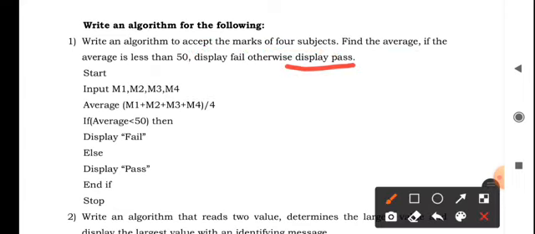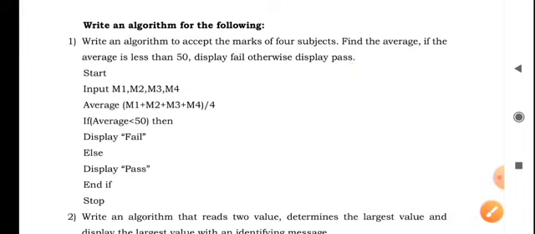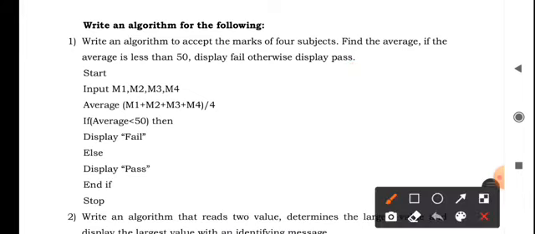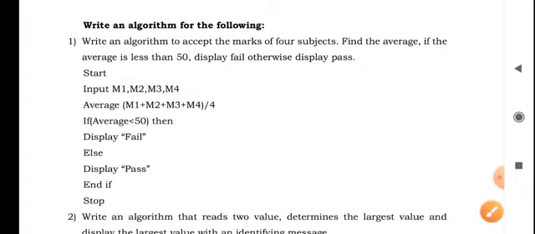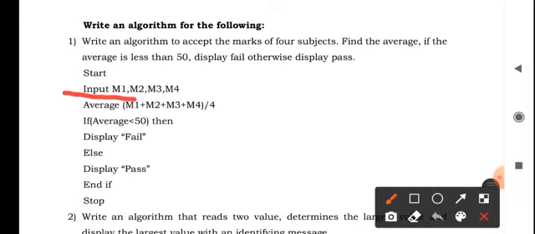Let us see how we can write the algorithm. What is the first step? Always remember start and stop. Then we have to give 4 subject marks. So, mark 1, mark 2, mark 3, mark 4. All these 4 subjects are input. After that, we have to find the average. Average equals the sum of all the marks divided by 4. Then we will get the answer for the average.